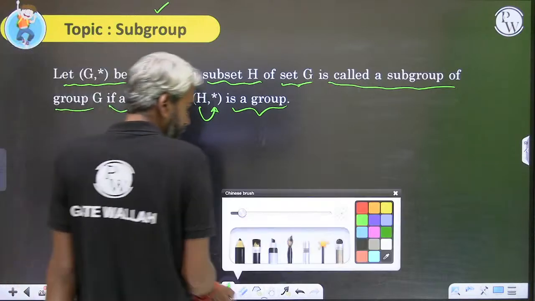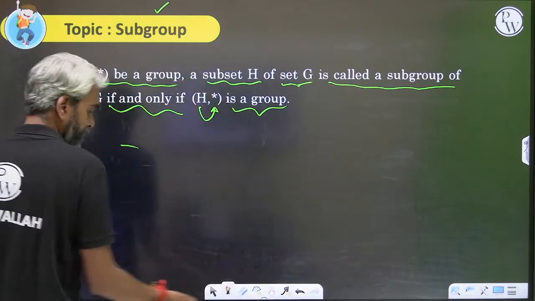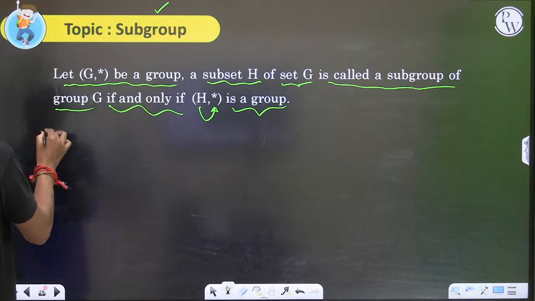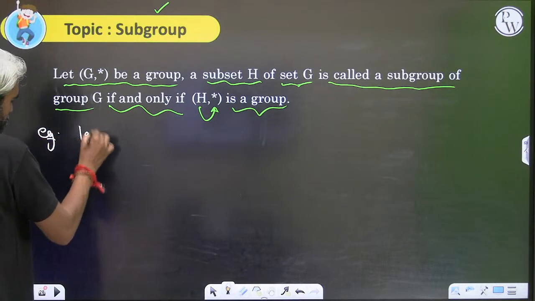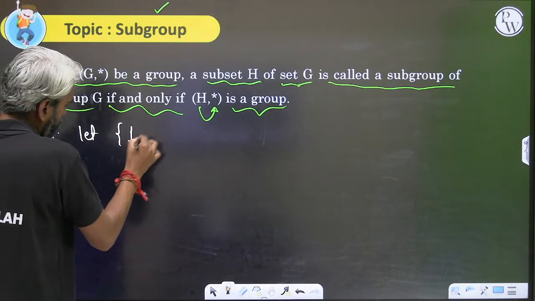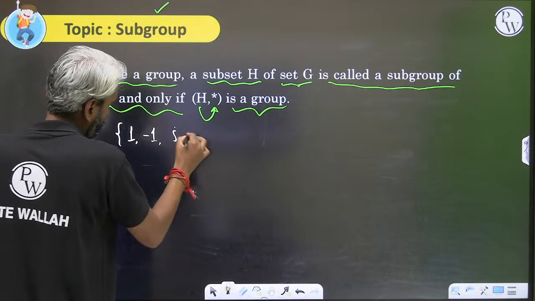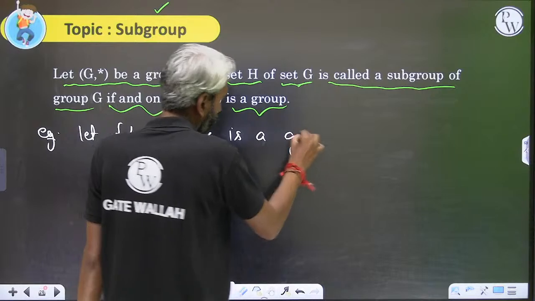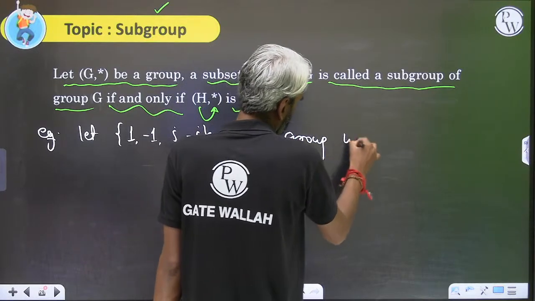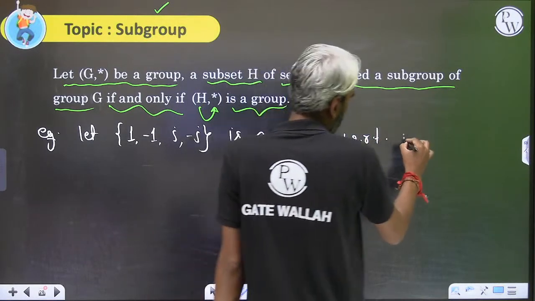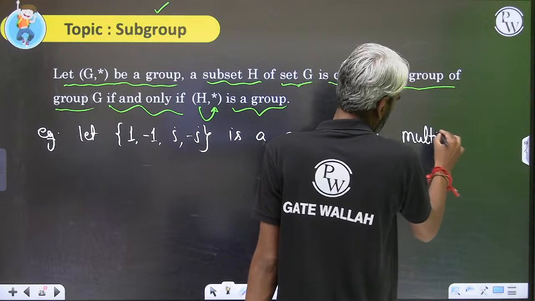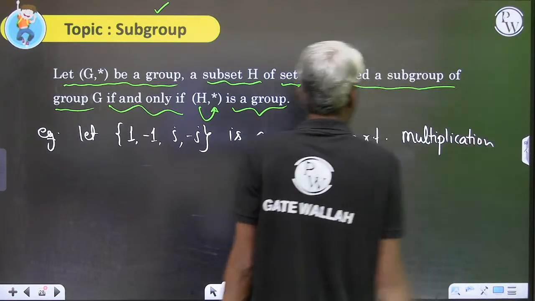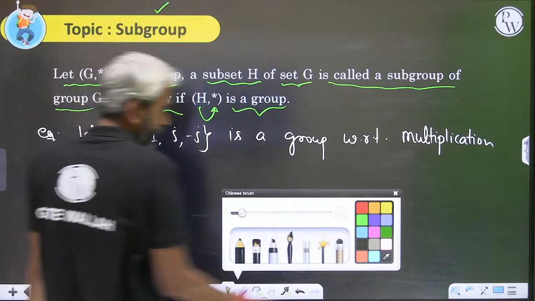Now please try to understand. If I take any group, let 1, minus 1, iota, minus iota be a group with respect to multiplication.